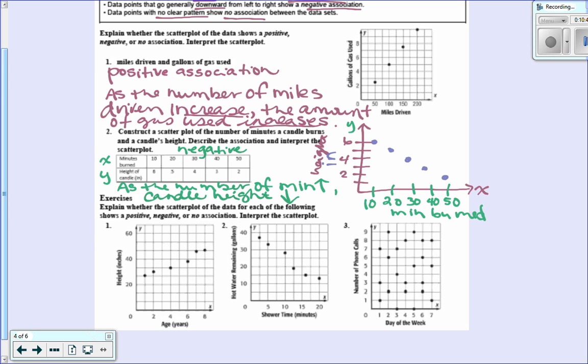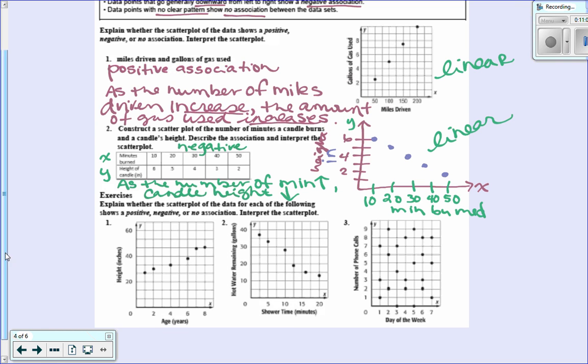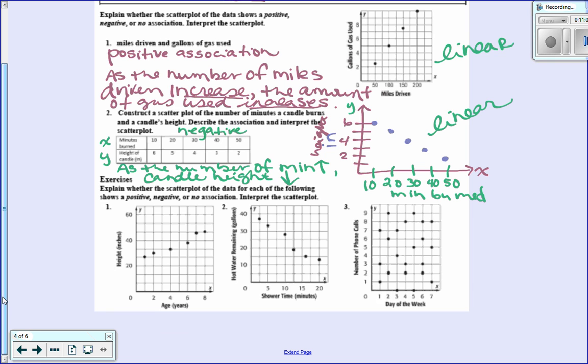Looking at number 1 and number 2 scatter plot, are they linear or non-linear? They're both linear. Good. All right, so with your table, I want you to complete numbers 1, 2, and 3. And you're going to tell me, is it positive or negative, and I want you to interpret each scatter plot.